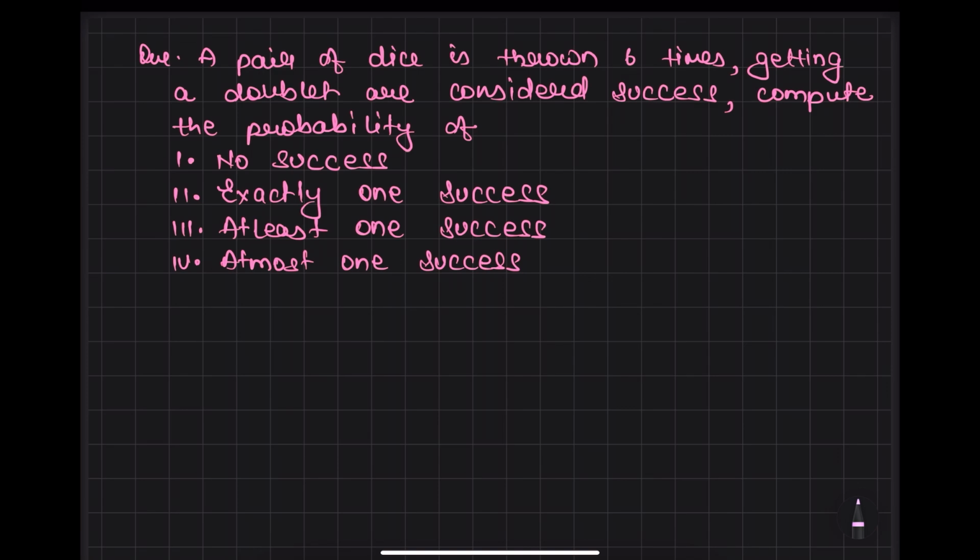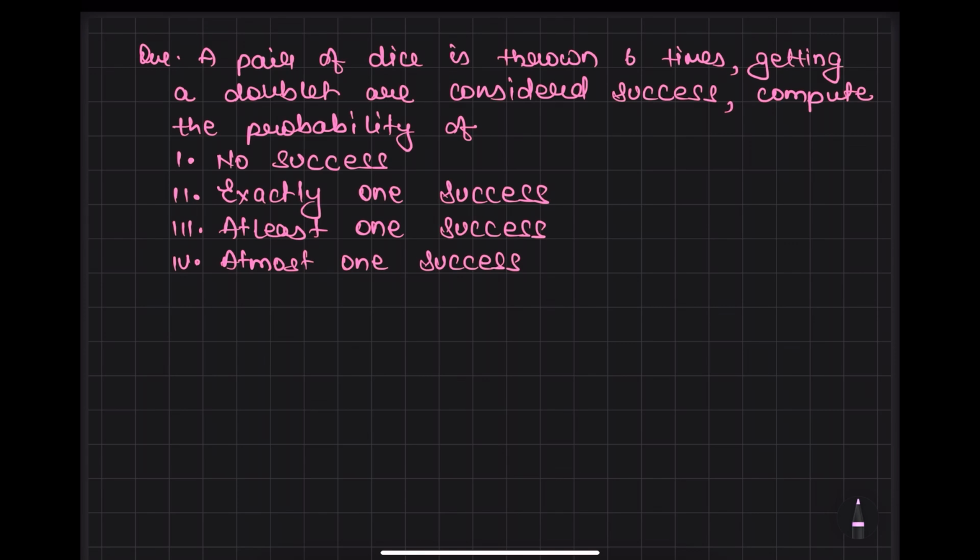So, we got a wholesome new problem which says a pair of dice is thrown 6 times. So you are throwing a pair of dice 6 times. Getting a doublet is considered a success. Okay, so if you get 1 1, 2 2, 3 3, 4 4, 5 5, 6 6, it is a success. Compute the probability of no success, exactly one success. So this question is talking about success and failure.